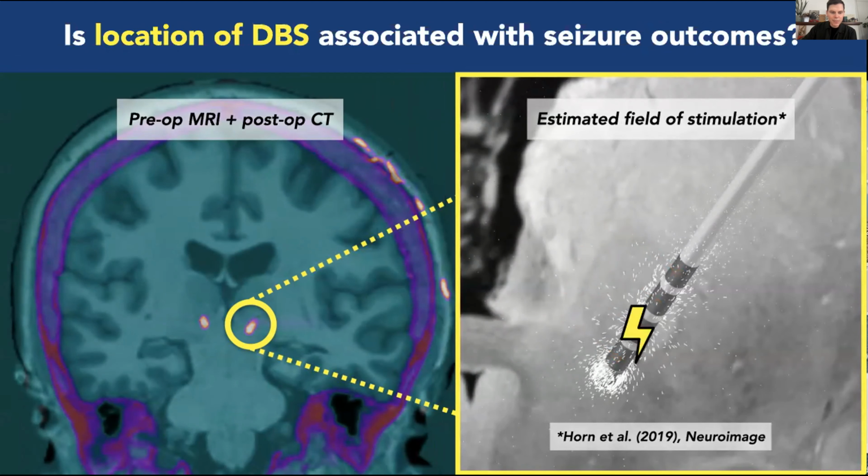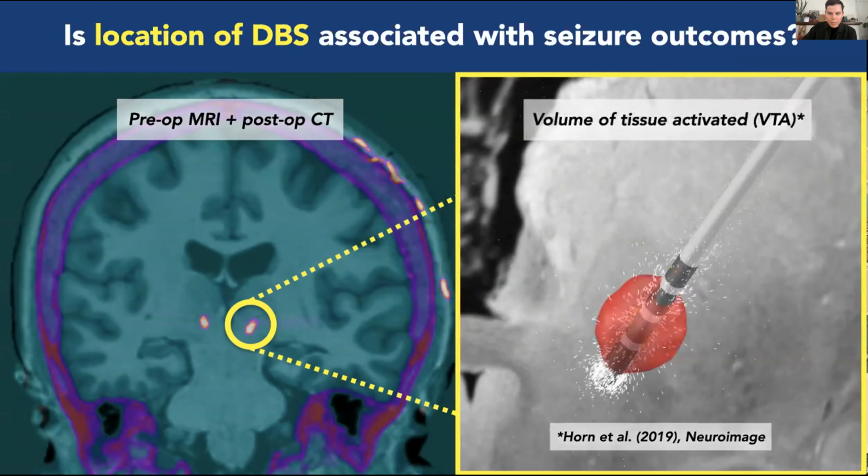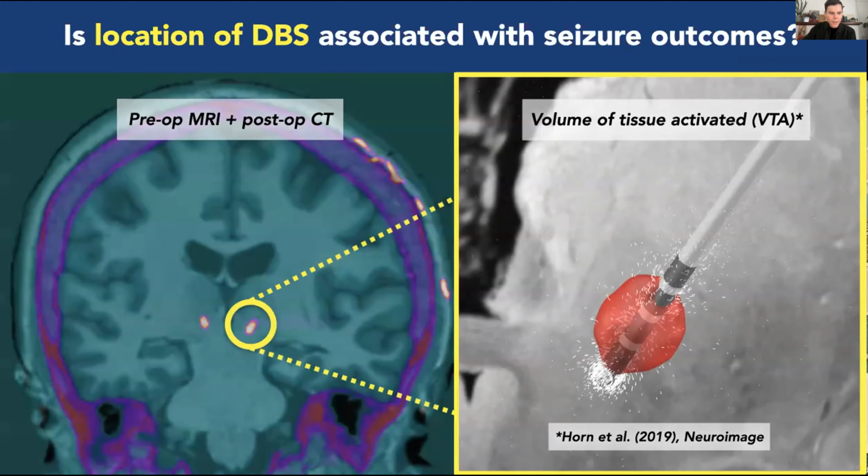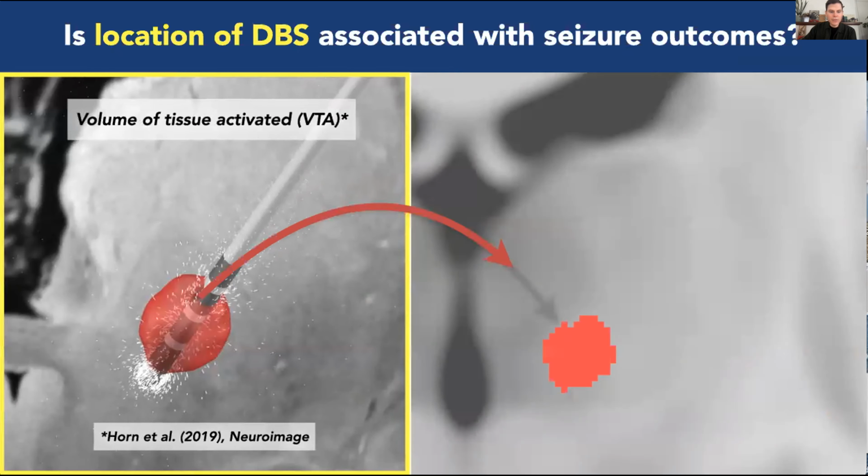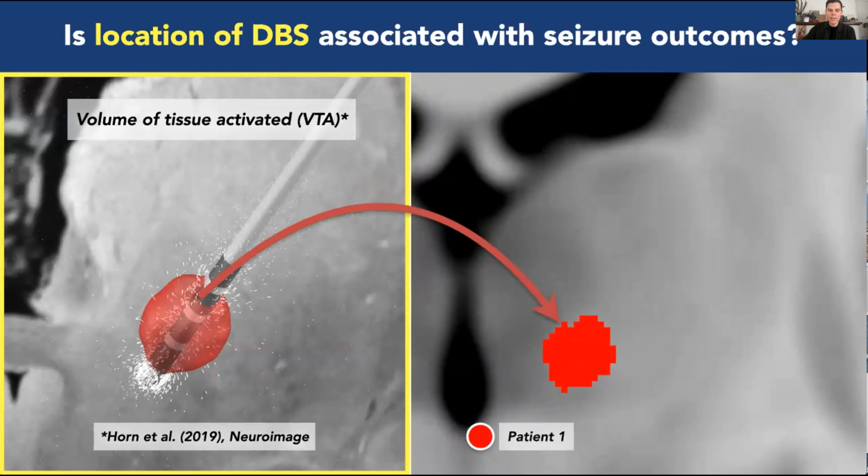And these patient-specific settings were used to estimate a field of stimulation using a really nice method published by Andreas Horn. From these, we defined an area where stimulation likely had influence, and these areas are called volumes of tissue activated, or VTAs. So going from this 3D view to a 2D coronal slice, we can see that these VTAs allow us to define the zone of stimulation in a common MRI space.